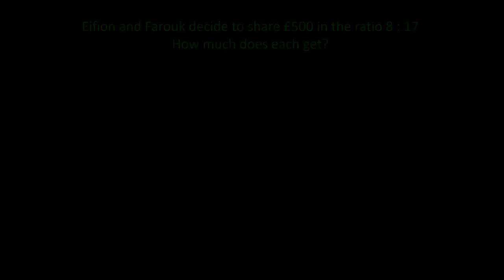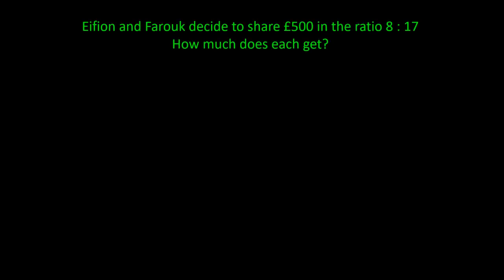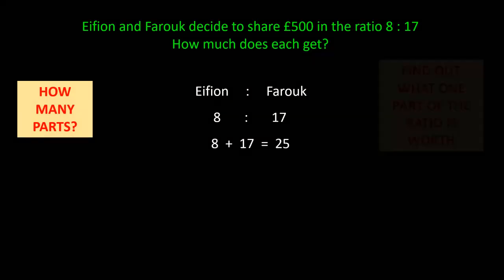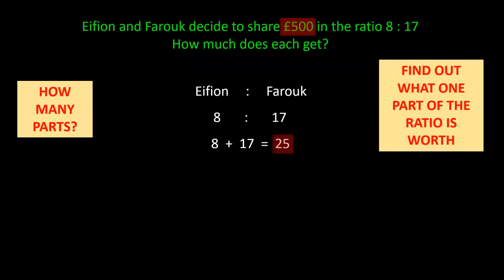We've got 2 people now, Avion and Farouk, and they've got £500, but they're going to split it in the ratio 8:17. So let's write down the ratio 8:17, and remember the first thing we do is add up those two numbers, because we're not splitting £500 50-50. We're splitting it actually into how many parts? 25 parts. 8 plus 17 is 25. So to find out what one part is worth, we take 500 divided by 25, and that's £20. So each one part of the ratio is worth £20.